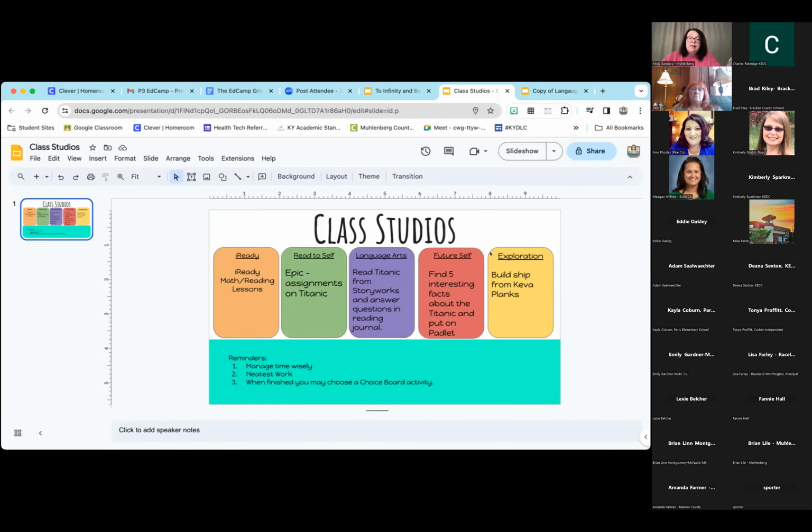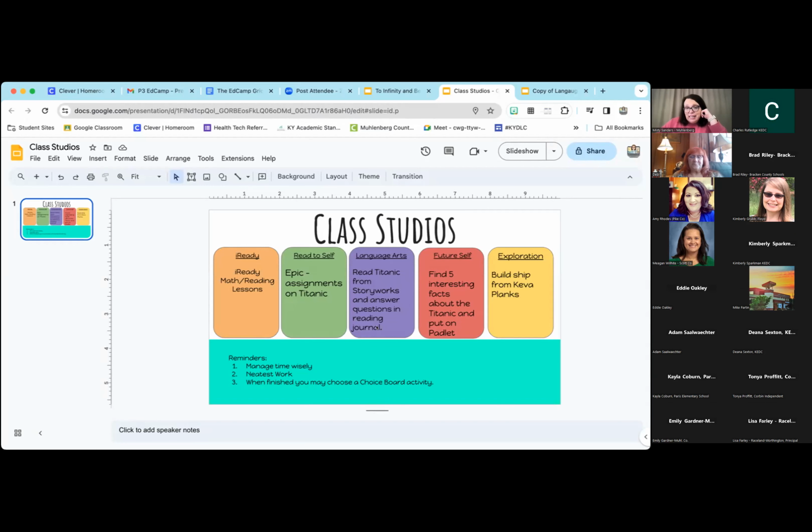And here again, this is where I pull in a lot of science and social studies activities. This is actually one that we're going to start working on in a few weeks, about the Titanic. And that ties in lots of science and social studies for them. And then, I always remind them to manage their time wisely and do their neatest work.